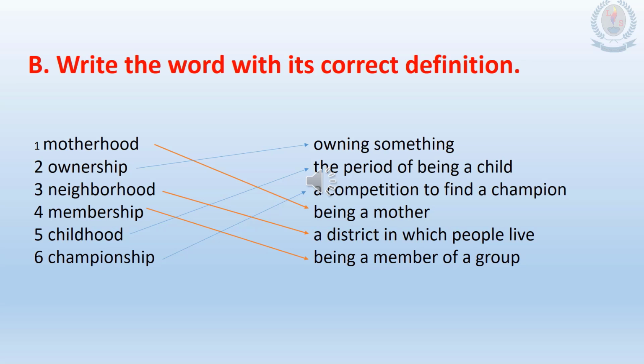B. Write the word with its correct definition. So here I have matched the words. Number 1, motherhood, being a mother. Number 2, ownership, owning something. Number 3, neighborhood, a district in which people live. Membership, being a member of a group. Childhood, the period of being a child. Championship, a competition to find a champion.